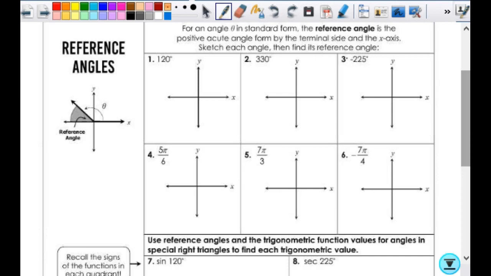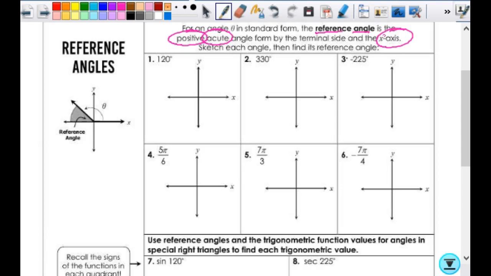Make sure you understand what they are, because that, along with which quadrant I'm in, like all these pieces are going to come together for us to get some information out. So we've got to be able to make sense of them. All right, so my reference angles. It says for an angle theta in standard form, the reference angle, and here are the key words here, positive acute angle, and it's formed by the terminal side and the x-axis. Always the x-axis. I don't care about the y-axis. It's positive, it's acute, it's made with the x-axis.